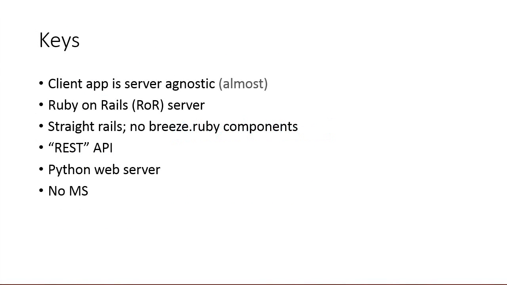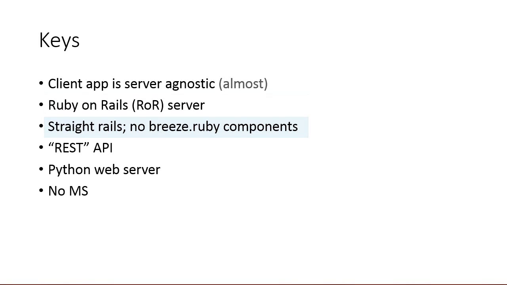We're going to be showing you a client application that was built actually for a .NET stack, and we changed it just ever so slightly in some very specific places so that it could talk to a Ruby on Rails server instead of a .NET server. That Ruby on Rails service component is written in straight Rails. There is no special Breeze.Ruby components that you have to buy into. A Rails developer should be able to look at it and say, aha, this looks familiar to me. I know where to go with this.